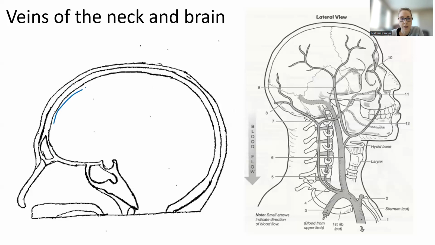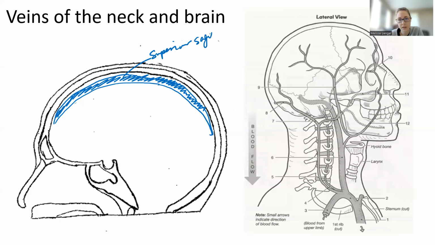So the largest one and the most superficial one is found right inside of the longitudinal fissure and will basically run in the dura mater, and this large one is going to be called the superior sagittal sinus. So I'm going to make it nice and big right there so that you can see that. That's sagittal.